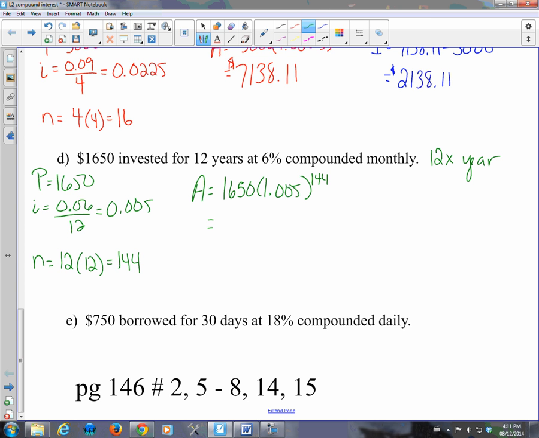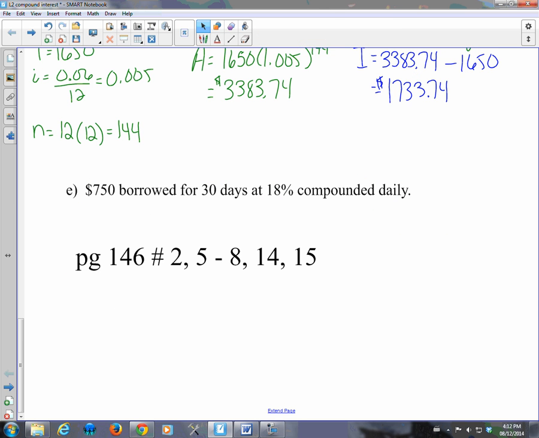So my amount is 1,650 times 1.005 to the exponent 144. So we have $3,383.74 accumulated. Again, the interest is the accumulated amount, $3,383.74, taking away the principal, $1,650, which is going to give us interest of $1,733.74.